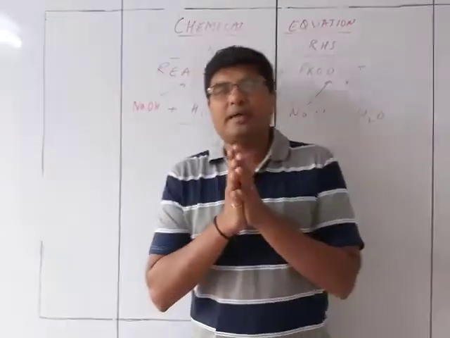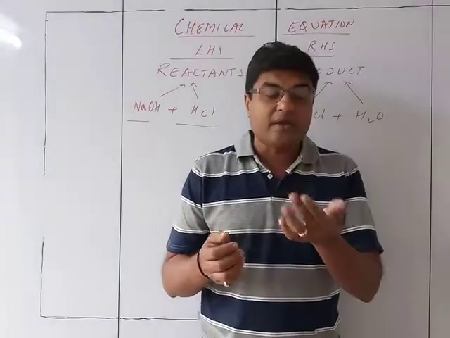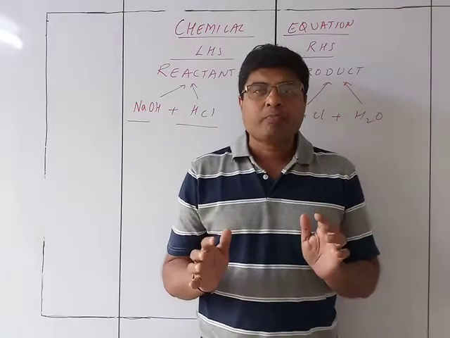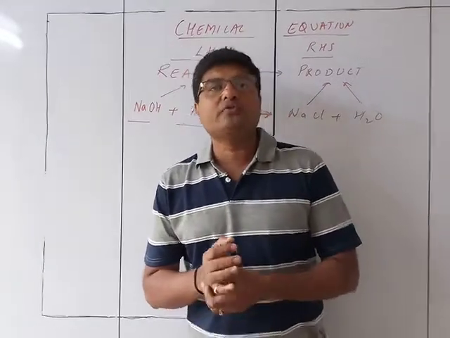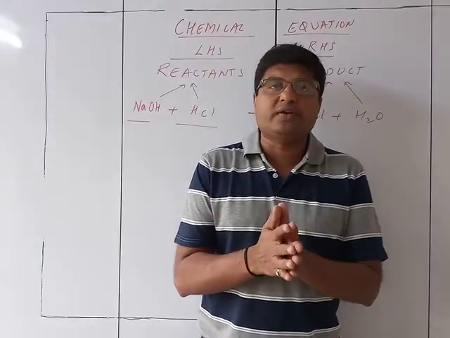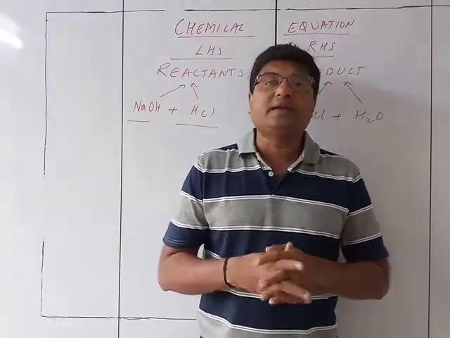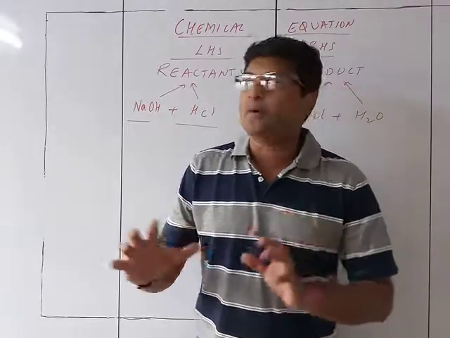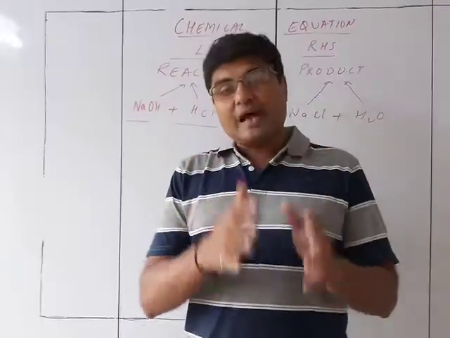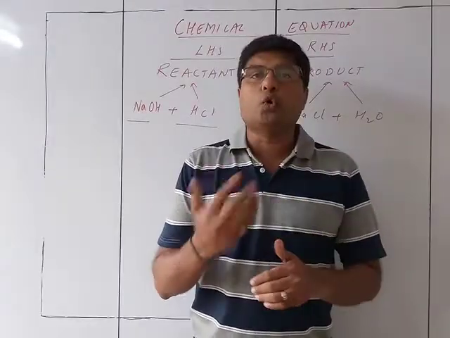Now, when we write a chemical equation, it is not 100% complete. There are many limitations of a chemical equation. When I get a chemical equation in front of me, it is not necessary that it gives me complete information about the particular reaction that has taken place. There are many limitations. Some of the limitations we are able to overcome.